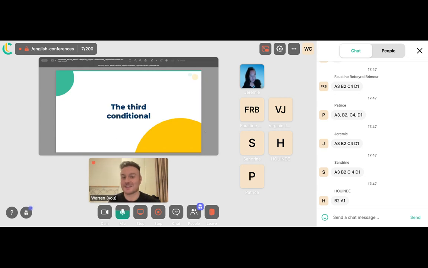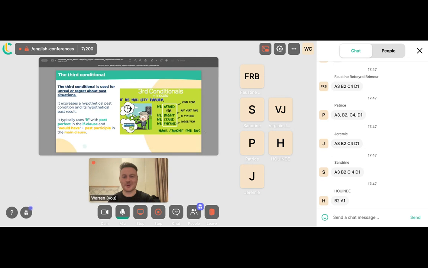Let's take a look at the last one for today. All right, so we are going to take a look at the third conditional. I often get asked about this one from my other students. What's good about the third conditional is you can use it to express regret. That's mainly why we use it in English, to talk about regret over past situations, if we could hypothetically change a past situation.